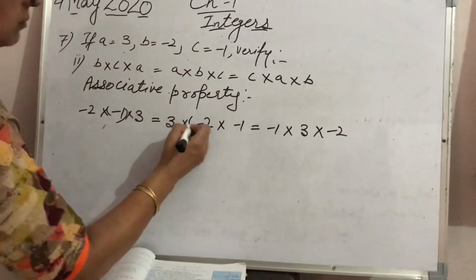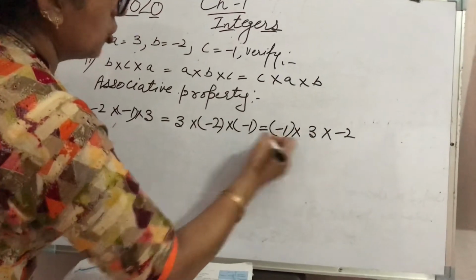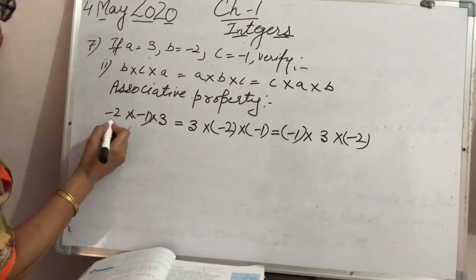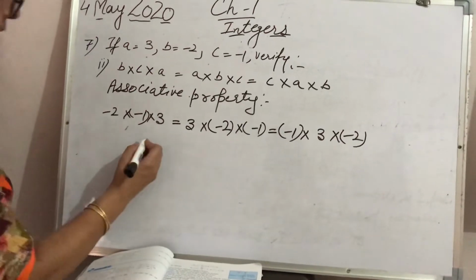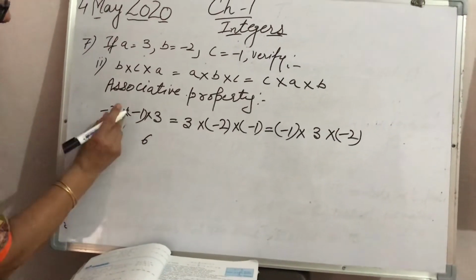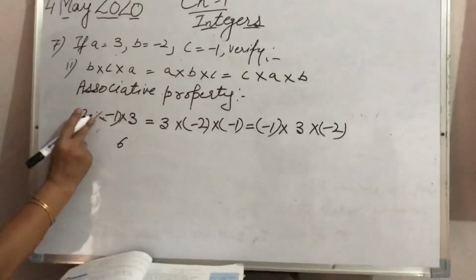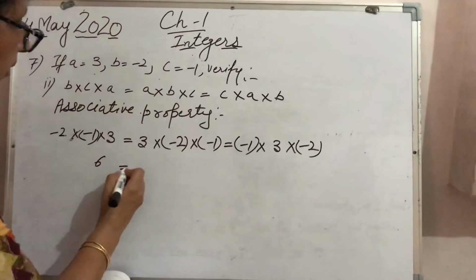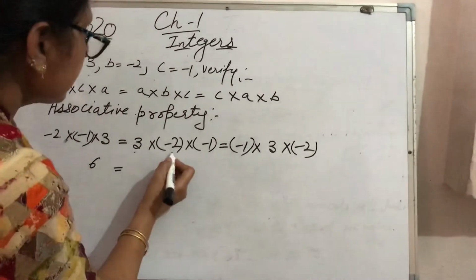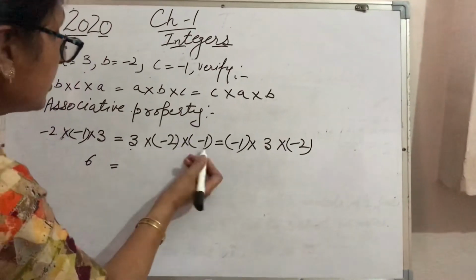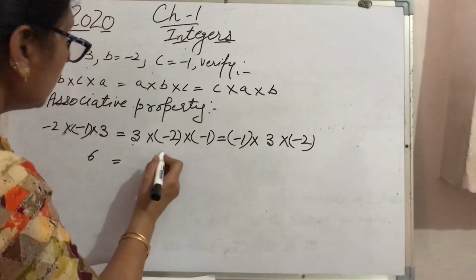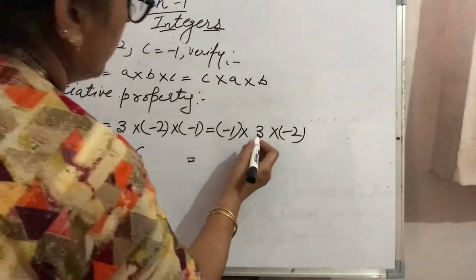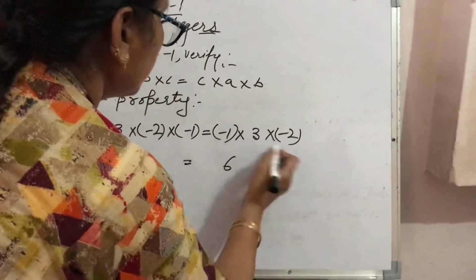So we solve it separately. Two 1s are 2, two 3s are 6. There are two negative signs, so the answer is positive. So positive 6. Equal to three 2s are 6, six 1s are 6. Again minus minus plus, two negative signs are there. Again 6. So three 2s are 6, minus minus plus.